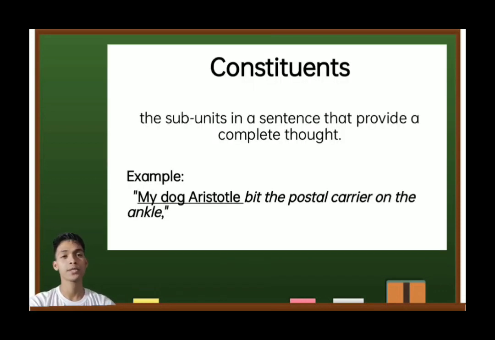And next we have constituents. These are the subunits in a sentence that provide a complete thought: every sentence, every phrase, and every clause. That is to say, every sentence is made up of parts that work together to make the sentence meaningful. For example, in the sentence, my dog Aristotle beat the postal carrier on the ankle, the constituent parts are the subject, a noun phrase, my dog Aristotle, and the predicate, a verb phrase, beat the postal carrier on the ankle.